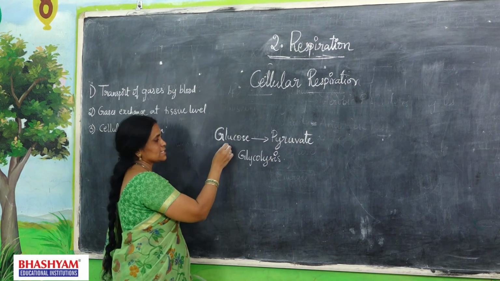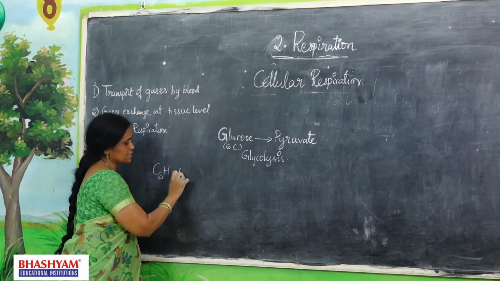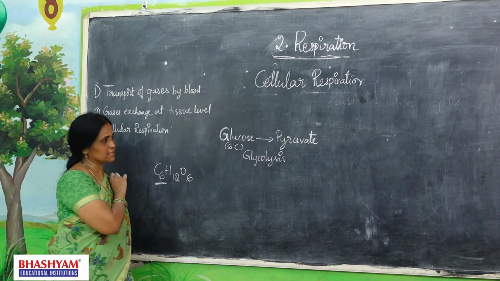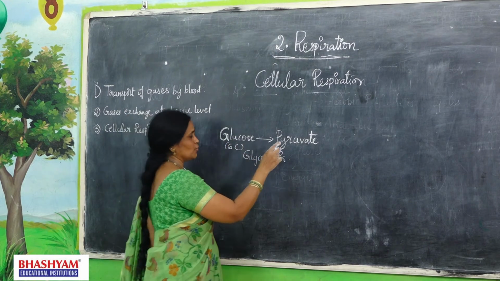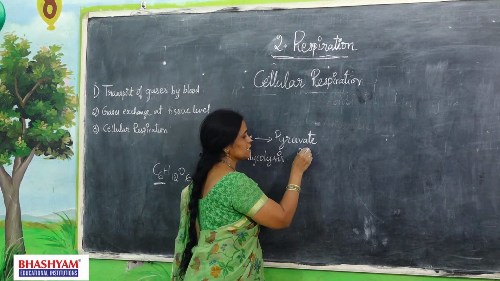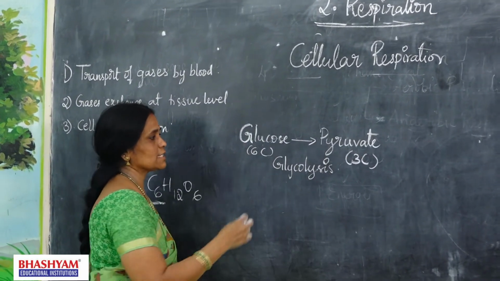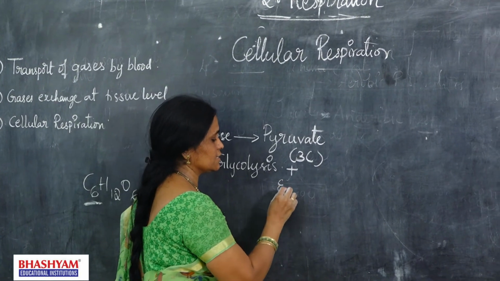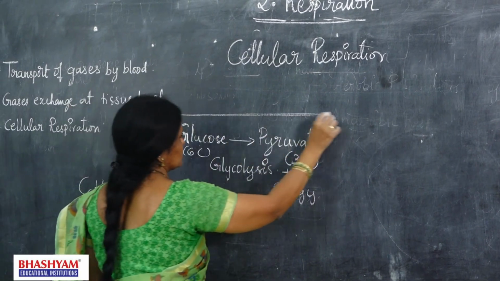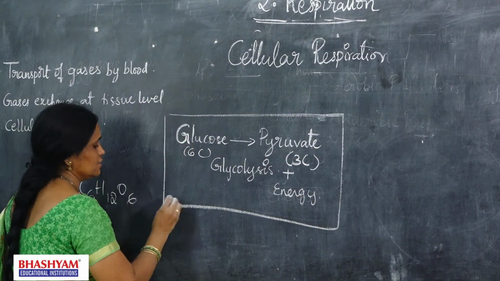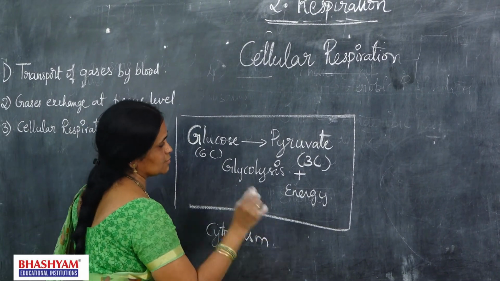Glucose consists of 6 carbons. The formula for glucose is C6H12O6. During respiration, one glucose molecule breaks down into 2 molecules of pyruvate. In each pyruvate molecule, 3 carbons are present. This step is called glycolysis, and along with that, some amount of energy is released. This glycolysis process occurs in cytoplasm. This is the first step for cellular respiration.